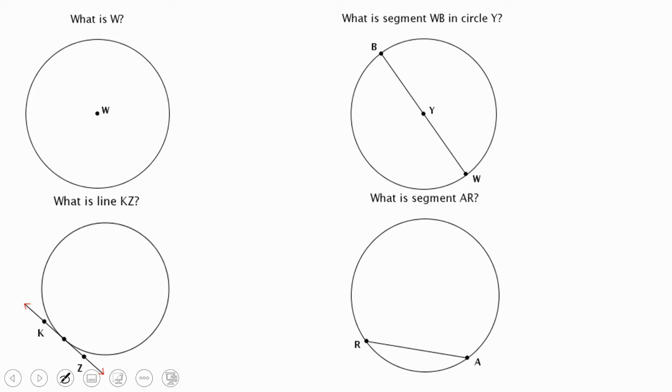You'll have questions like this. They will be multiple choice. I took multiple choice off for the examples because I didn't really need to show you that. But whenever you answer them, they will be multiple choice. You'll have four choices to pick from. Okay. So it says, what is W? Well, W is describing this point in the middle of the circle, which would be called the center.